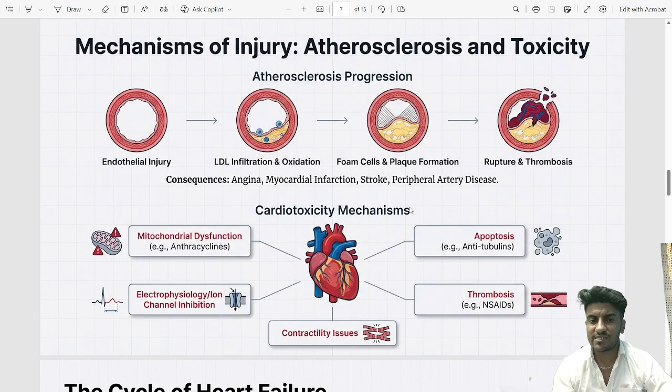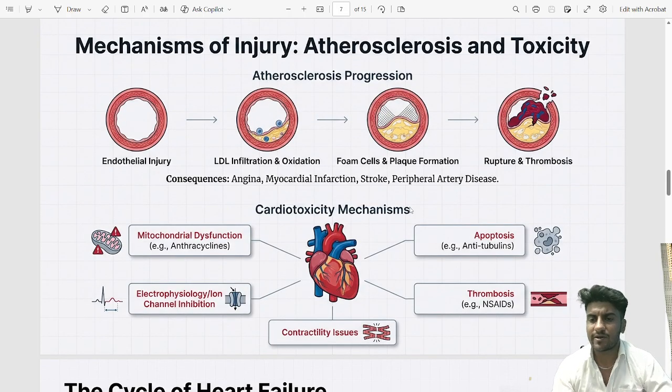Then there are severe diseases like the peripheral artery disease, coronary artery diseases, stroke. Stroke doesn't occur because of lack of oxygen. This is the biggest myth.